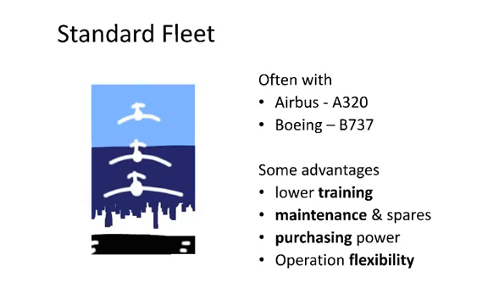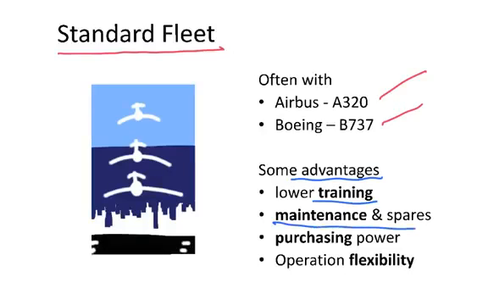Low-cost airlines tend to use a standard fleet. It means they tend to have one single aircraft type, which generally is an Airbus 320 or a Boeing 737. What are the advantages of having one standard fleet? Well, they will have lower training. Basically, if I have different aircraft types, I have to train pilots and technicians on different aircraft types. If I have only one, then I have only one aircraft type training.